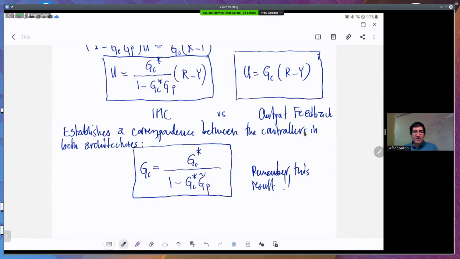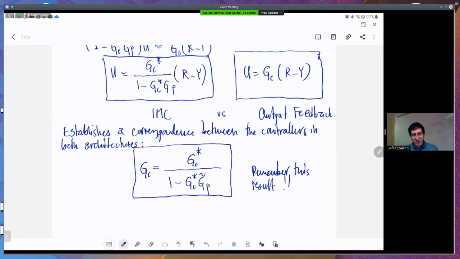And after we have a GC star, we will convert that GC star into GC. And once we have the corresponding GC, we will put it in our classical architecture. And we will see that for certain plant assumptions, that's going to lead into a PID controller. Okay. Now, are there any questions so far?